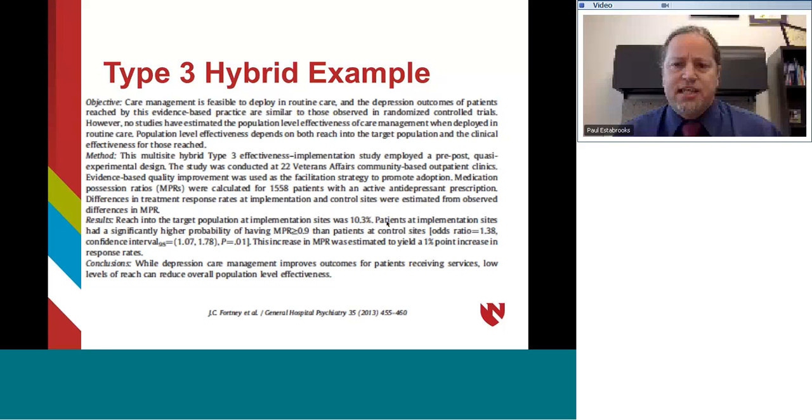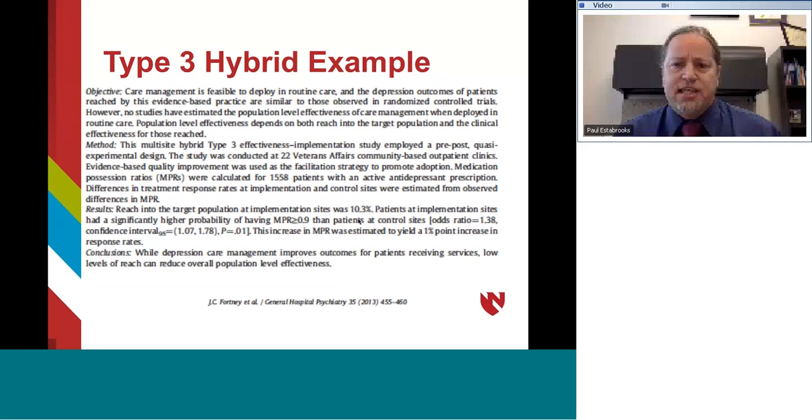So this one's a little bit less clear, and let me tell you, I had a hard time finding anybody. This was about the only example that I could find. So if anyone out there has examples of type 3 hybrid implementation effectiveness designs, please send that along, because we'd love to be able to review that.